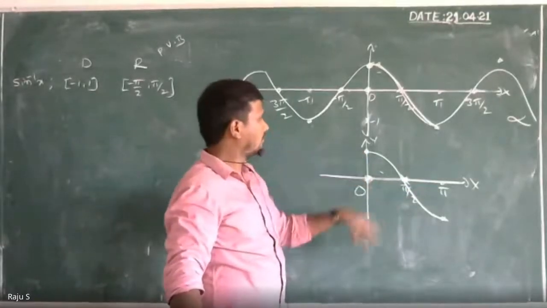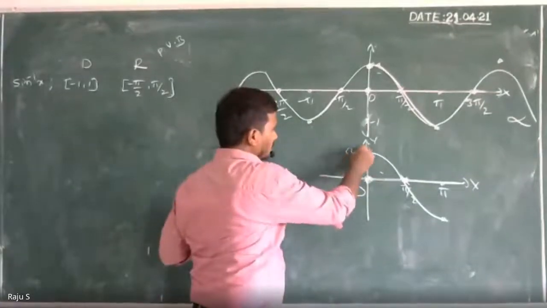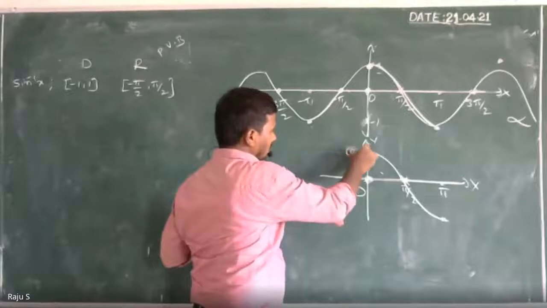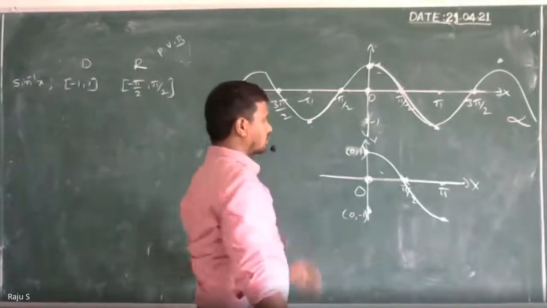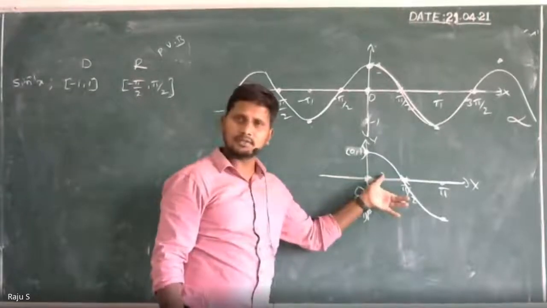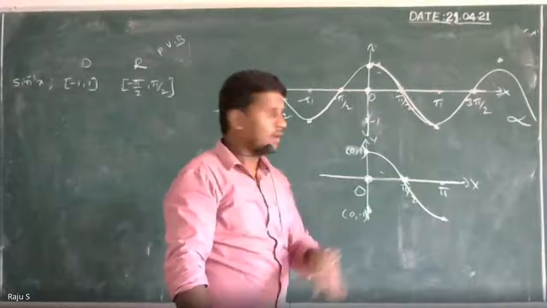Cos 0 is 1. This is clearly the point (0, 1), this is (90, 0), and this is (180, minus 1). So right now, for this, it is clearly one-one and onto, bijective. Then the inverse also exists. Okay, what is the inverse?